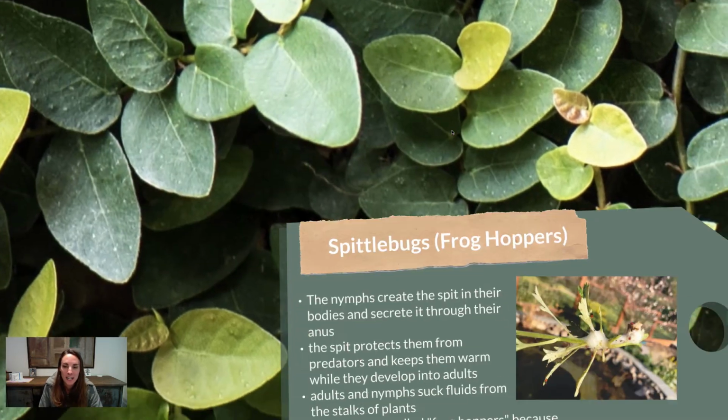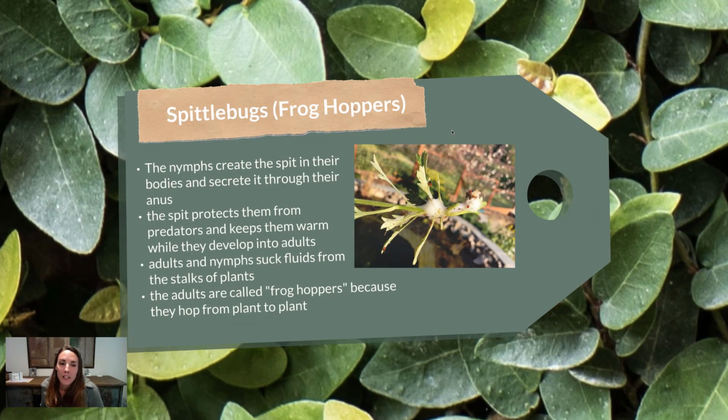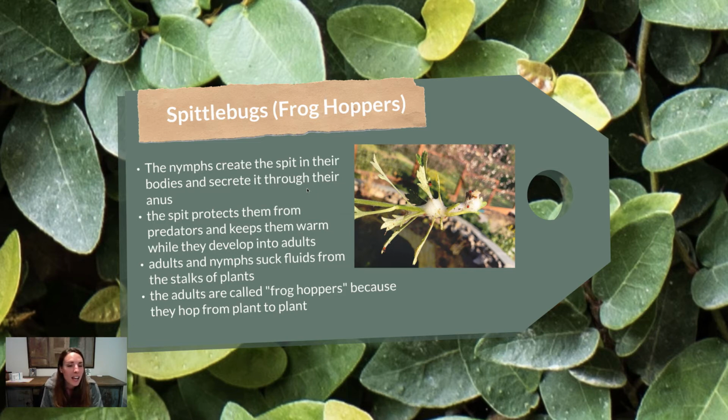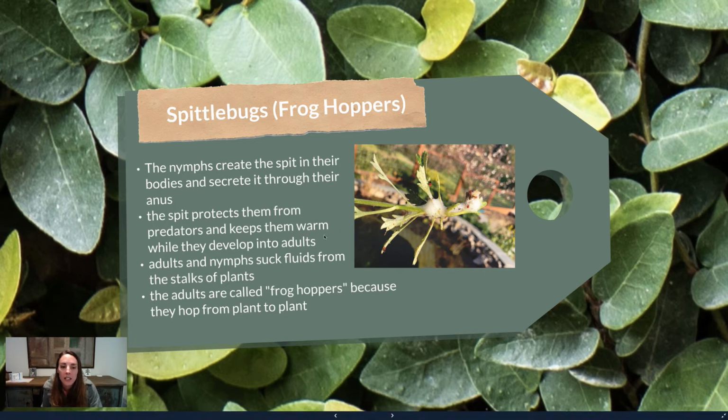So I'm going to go into a little more detail about a specific pest called the spittlebug, also known as frog hoppers, and I'll tell you why in a minute. But this is a spittlebug nest. It basically looks like spit on the base, usually the base or stem of a plant. And the nymphs, so after they hatch out of their egg, they become a nymph. They create the spit in their bodies and secrete it through their anus or their butt. And the spit protects them from predators and keeps them warm while they develop into adults. The adults and the nymphs are considered pests because they suck the fluids from the stalks of the plants. So that's not good. They can sometimes take so much out of the plant that the plant dies. And the adults are called frog hoppers because they hop from plant to plant.